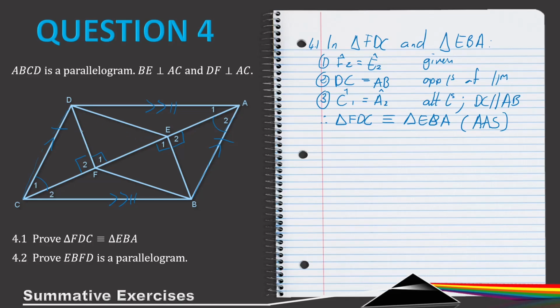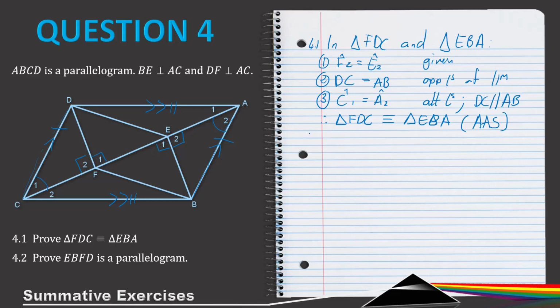Now, how can we prove that these two are parallel? So if we look at these two angles, these are alternate angles, okay? And these alternate angles are equal to each other. So if these two are equal to each other, it means that these lines that are creating these alternate angles must be parallel, because otherwise the two angles won't be equal. Okay, so there's our proof.